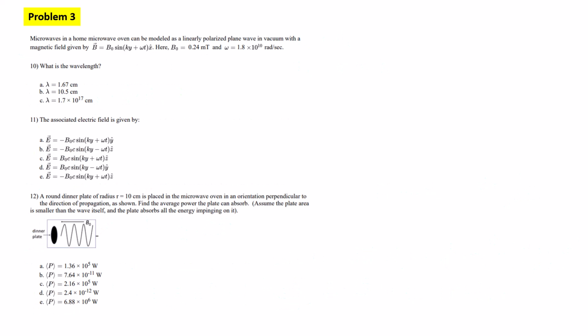All right, here's problem 3. Microwaves in a home microwave oven can be modeled as a linearly polarized plane wave in a vacuum with a magnetic field given by this expression. Now the amplitude of that wave is 0.24 millitesla, and my omega, the angular frequency, is 1.8 times 10 to the 10 radians per second.